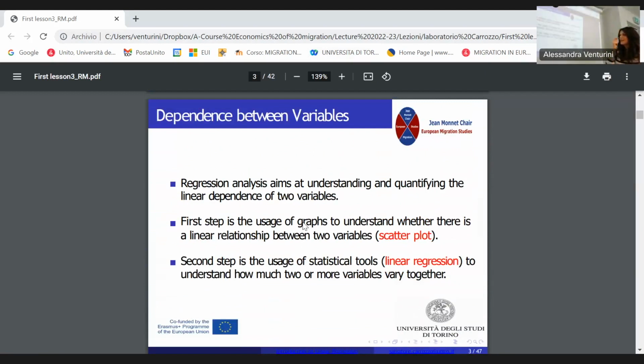Roberta, they just have to be able to read, not to understand. So go ahead with the example with the scatter plot.